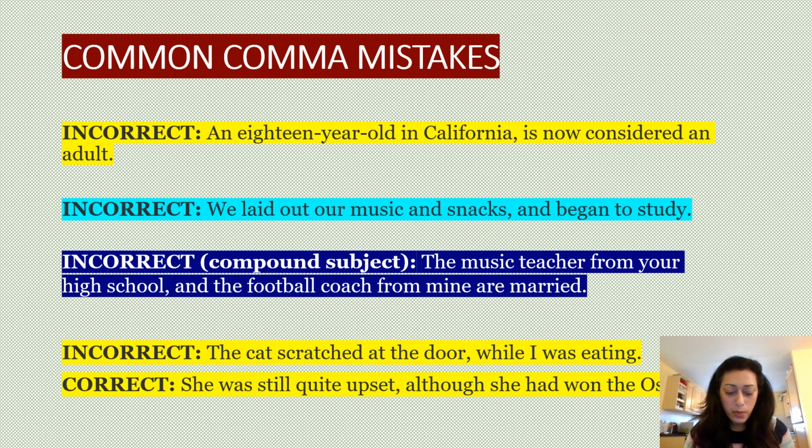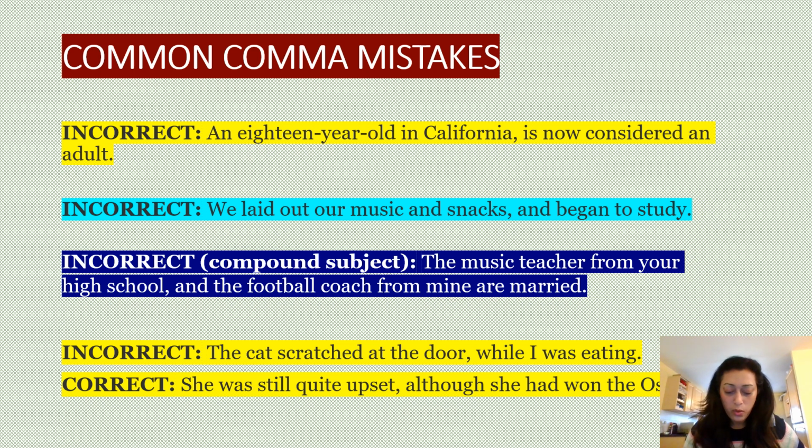Third, don't put a comma between the two nouns, noun phrases, or noun clauses in a compound subject. It would be incorrect to use a compound subject like "the music teacher from your high school, and the football coach from mine are married."